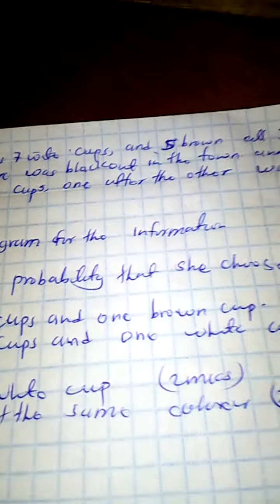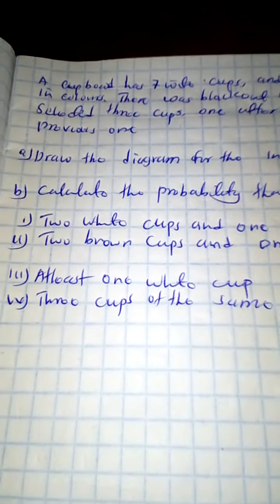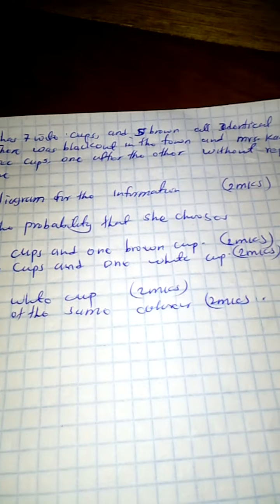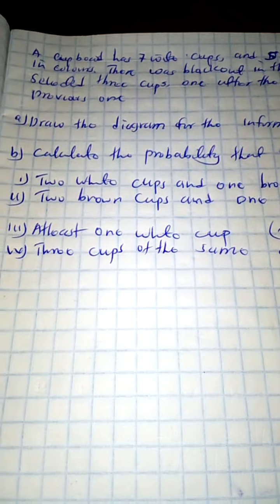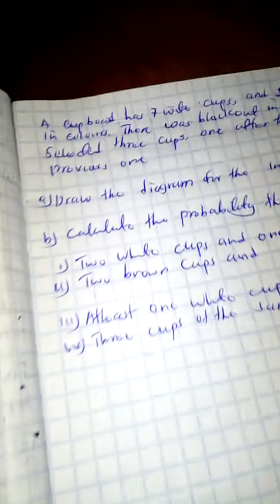There was a blackout in town, and Mrs. Kamau selected 3 cups, one after the other, without replacing the previous ones. Now, question 1 or question A: draw the diagram for the information.